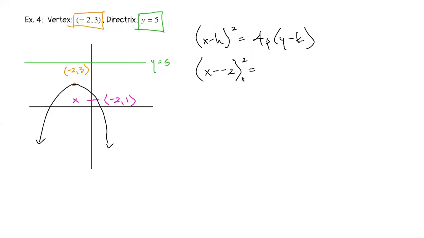Yeah, it's going to be -2, okay? Negative because it's going down. And also, I need this to be negative so that I know the parabola is facing down, all right? So we really want to plug in 4 times a -2 here, and then y minus 3. And when we clean this all up, we're going to get (x + 2)² = -8(y - 3).